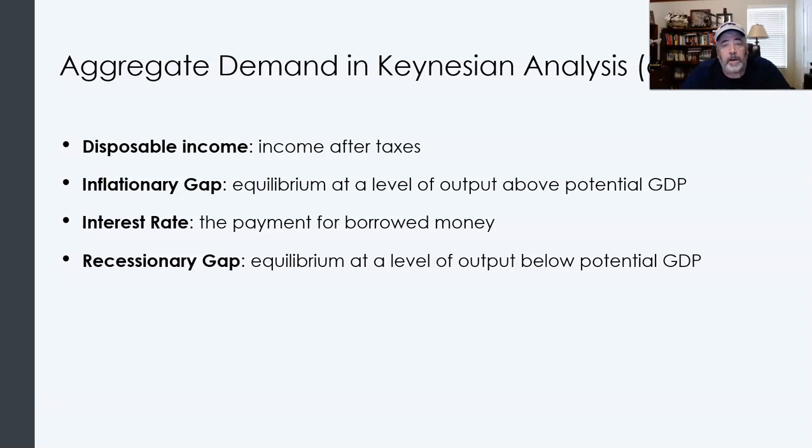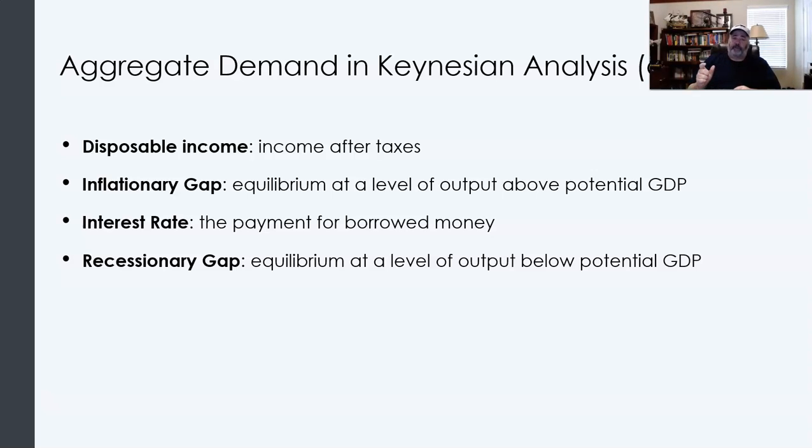Okay. Remember, I talked about these gaps in the last lecture. An inflationary gap is when the short-run equilibrium is above potential GDP, right? You might hear some economists suggest the economy is overheating. Prices are rising because the economy is growing faster than we arguably think it should. And then a recessionary gap is the opposite, when the short-run equilibrium is below potential GDP.